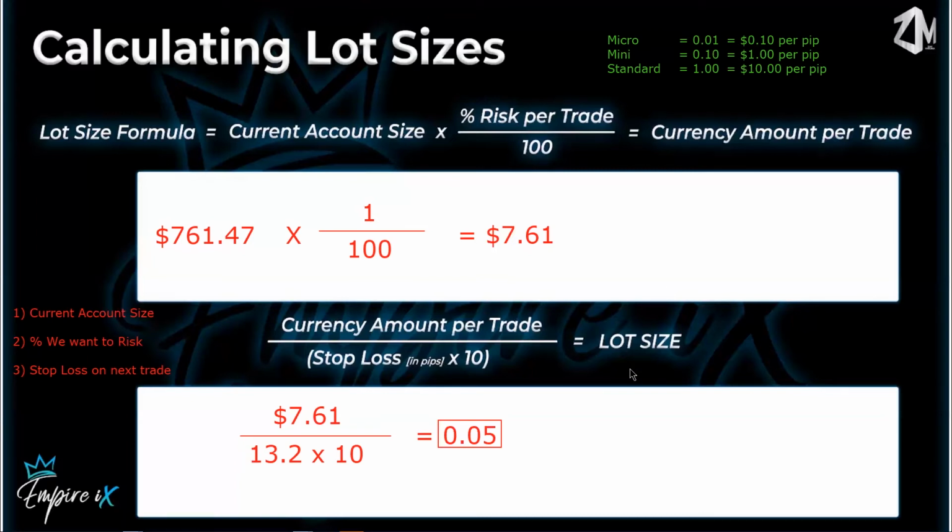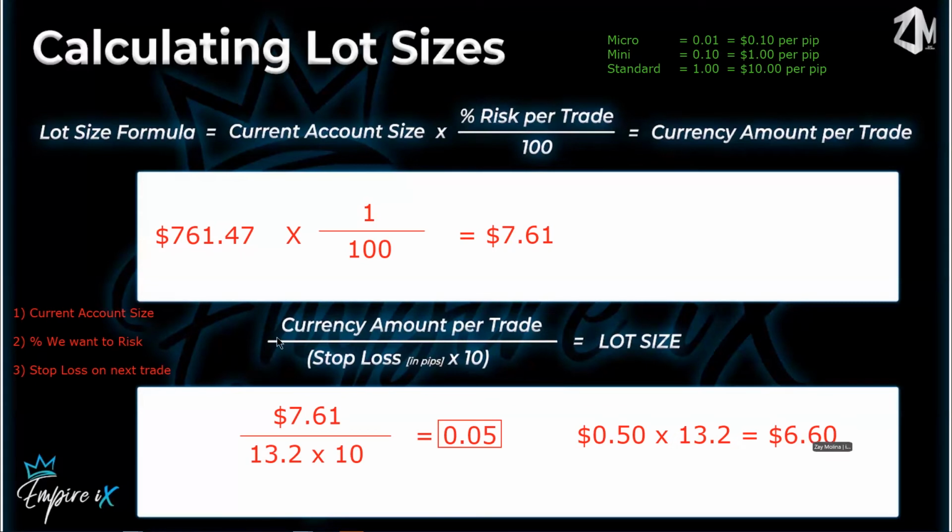So with that being said, if we go ahead and check our work here, 0.05 is 50 cents per pip, and this times 13.2 is going to come out to about $6.60. As you can see, this is a little bit less than our $7.61. So in this case, we're actually risking a little bit less than 1%.